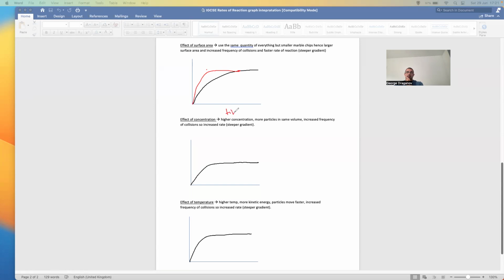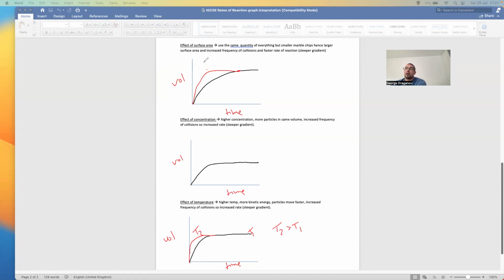So all these have time on the x-axis, let's say, and let's put volume on the y-axis. Now for the next one, you have to be careful. Before I do that, the temperature one is easier. If you increase the temperature, there's a higher kinetic energy, particles move faster, and the force of collisions increases. So once again, you start off steeper, level off earlier, and level off at the same point. So this will be T2, this will be T1, and T2 will be bigger than T1.